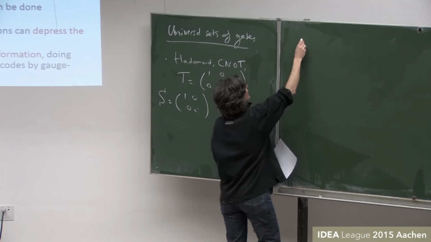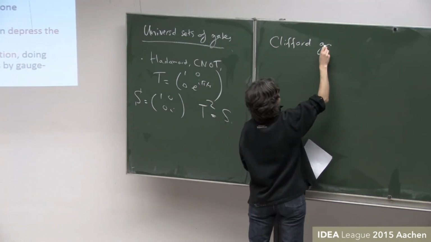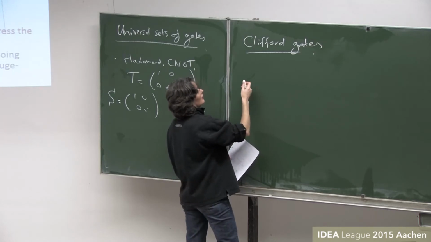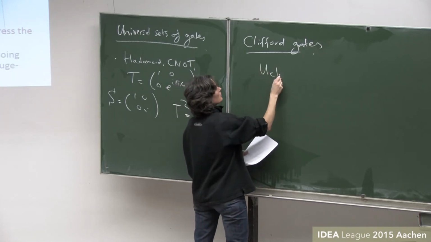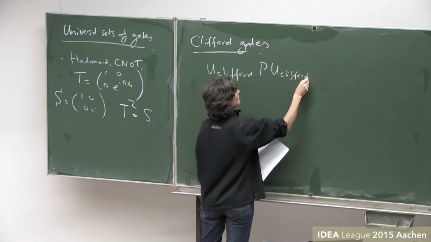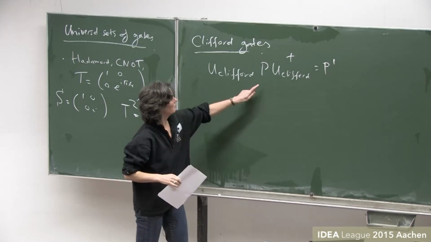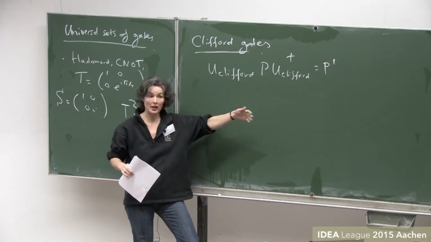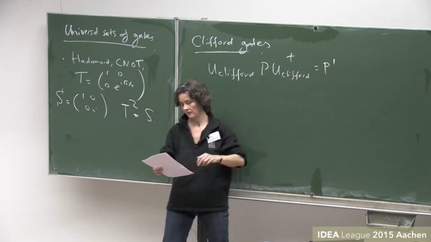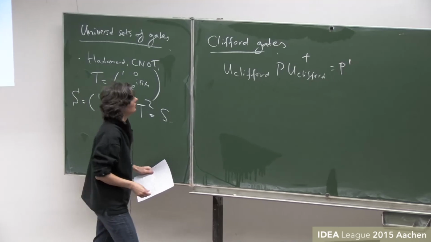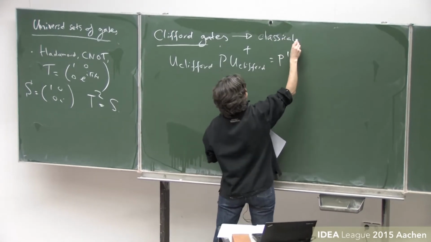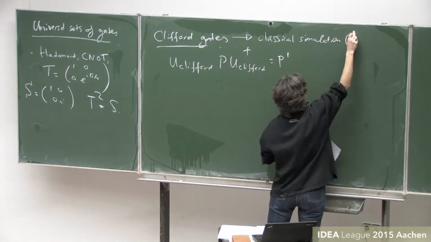Now there is a very important class of gates, and it's particularly important for stabilizer codes, which are the Clifford gates. So what is the property of the Clifford gates? If a gate is a Clifford gate, then it has this property: U Clifford is a Clifford gate, and P is some Pauli operator acting on many qubits. If I let the Clifford gate act by conjugation, I get another Pauli operator. And the point is that if you can only do Clifford gates, you can always classically simulate the whole circuit. This is called the Gottesman-Knill theorem.